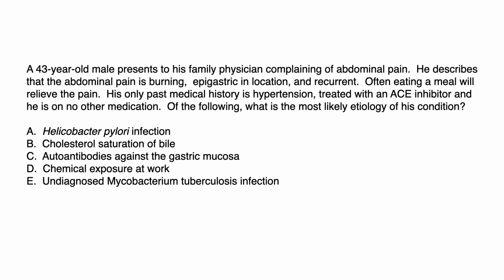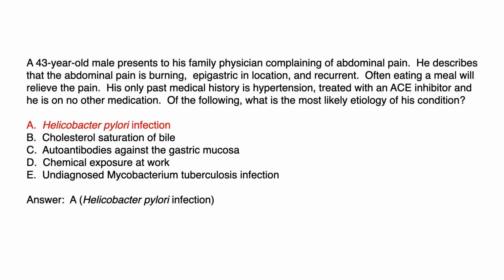A 43-year-old male presents to his family physician complaining of abdominal pain. He describes that the abdominal pain is burning, epigastric in location, recurrent. Often eating will relieve the pain. His only past medical history is hypertension treated with an ACE inhibitor, and he is on no other medication. Which of the following is the most likely etiology for this condition? So the answer would be H. pylori. With the epigastric pain, he's having chronic gastritis. He probably has potentially an ulceration with eating the meal relieving it, and also the chronic abdominal pain. And then of those, H. pylori and non-steroidals would be the two most common underlying etiologies for a peptic ulcer.